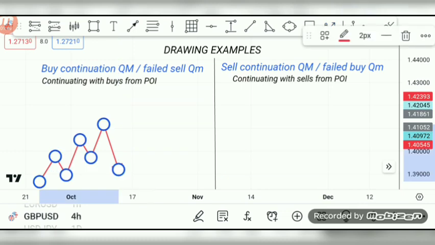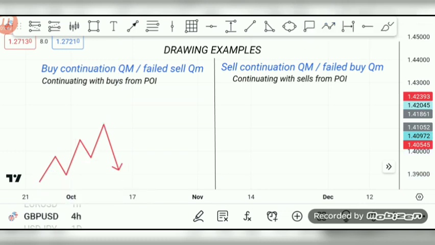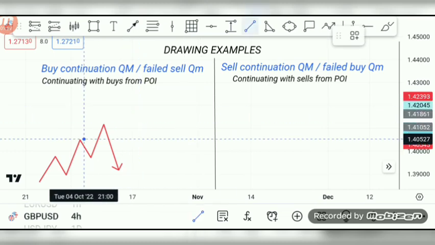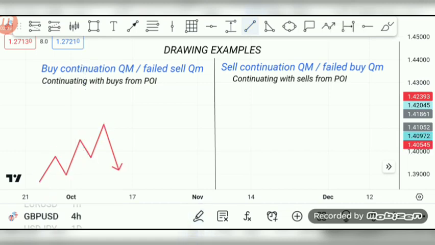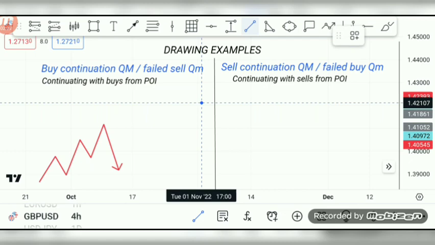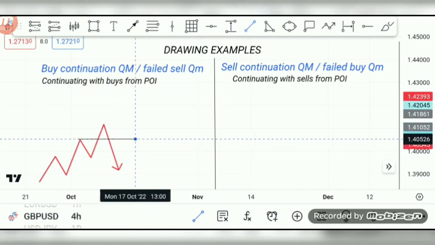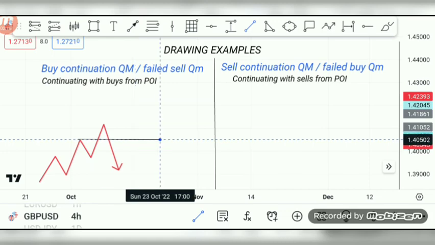Okay, so in the previous video we talked about this. When you see the market forming this, it is called a sell QM. Okay, this is a sell QM that the market has formed. So when the market forms a sell QM, we are going to be looking at taking our sells when the market comes back to that zone. I'm going to be looking at taking our sells from there.